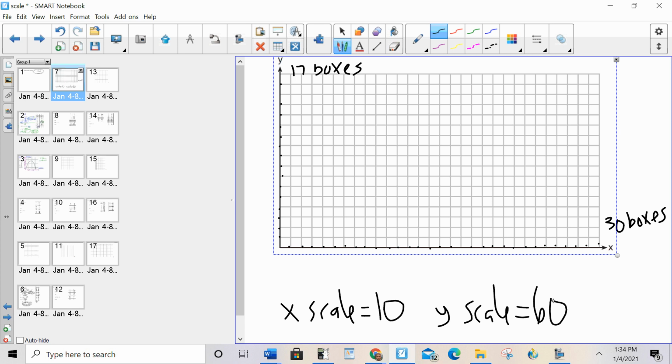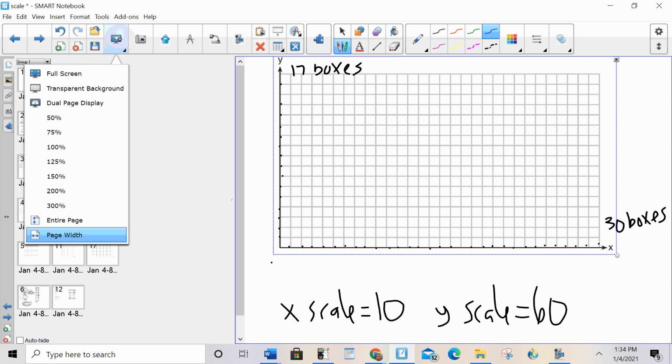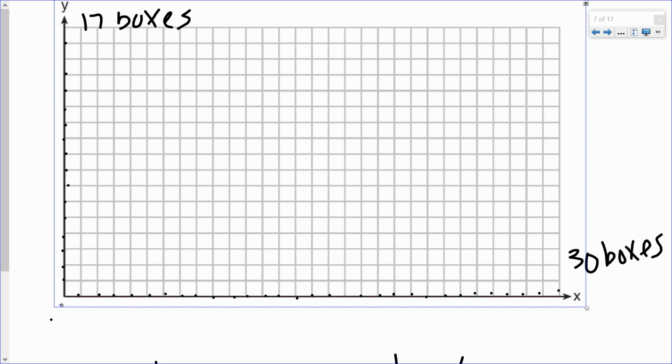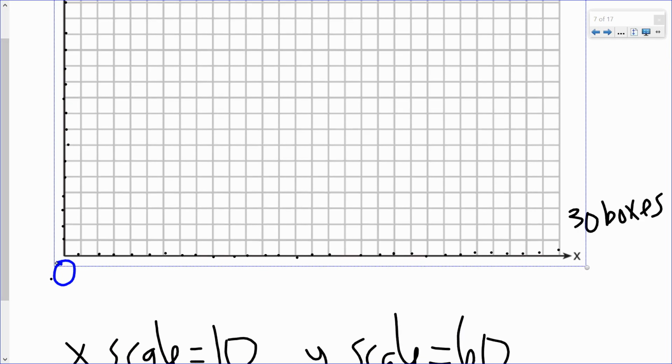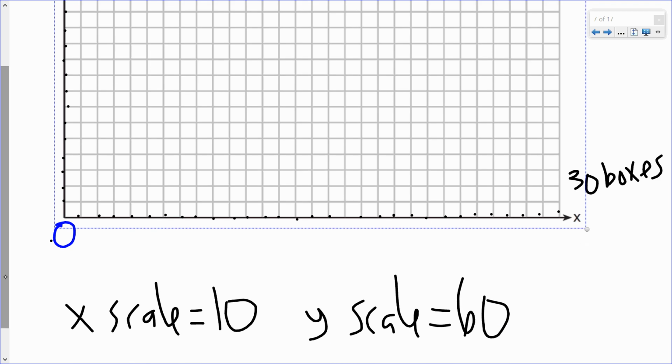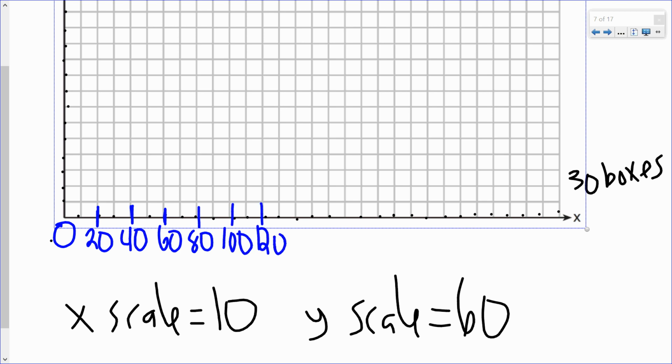So let's do that before we bring the table over. If my X scale is 10, I like to label every other box just to make it a little bit neater. So this is going to be 20, 30, 40. Every box is worth 10. I'm just labeling every other box. Otherwise, these numbers would be on top of each other. If you write really neat, you want to label every single box, then go for it. But I will not.